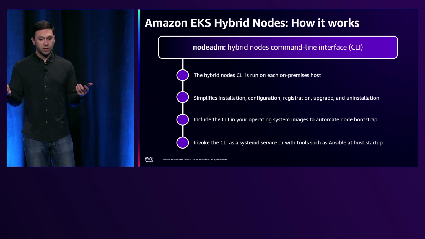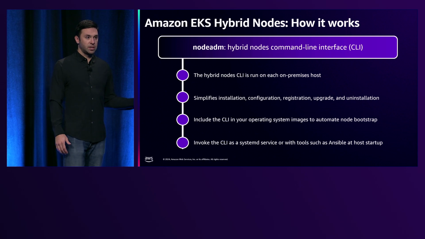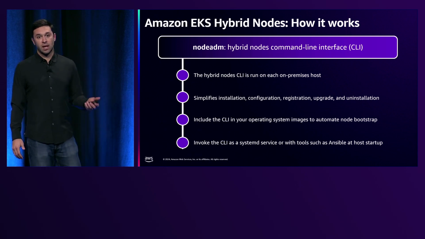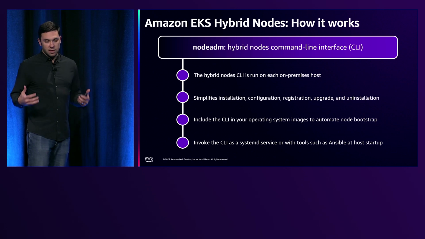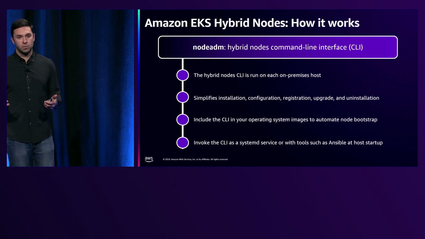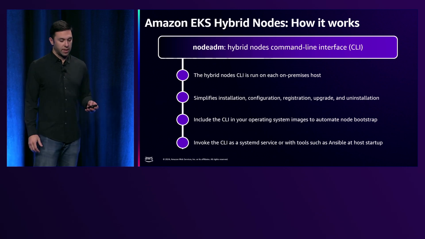Most people, when they're first trying this out, yes, you can use this as just a regular old CLI, but again, we recommend that you automate this process of bootstrapping hybrid nodes by baking this stuff into your golden operating system images.